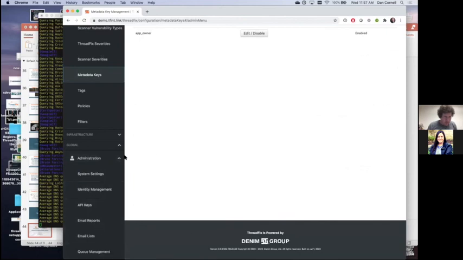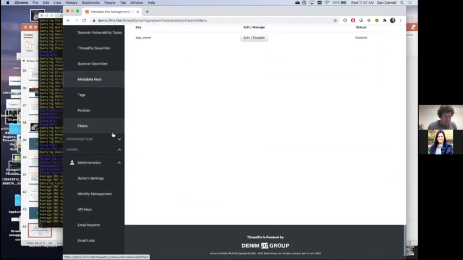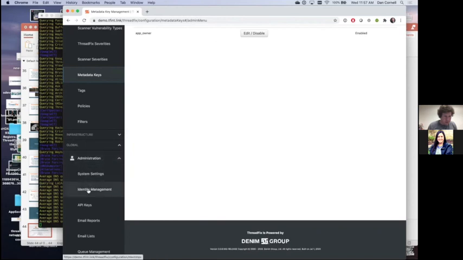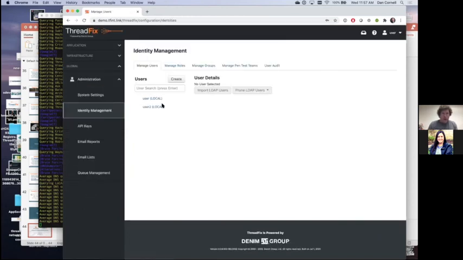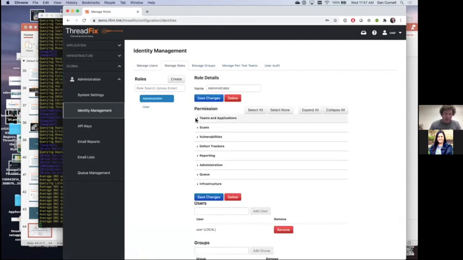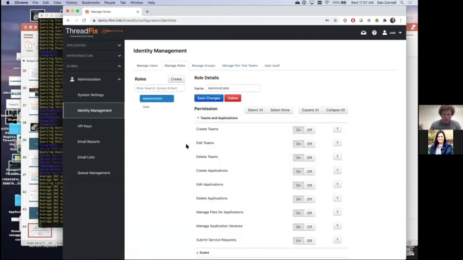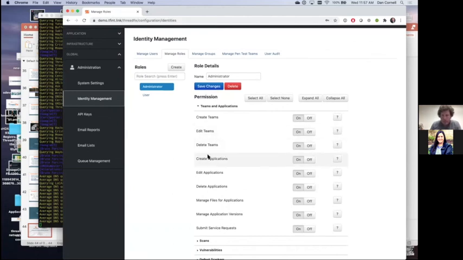Let's see, where is the user administration? Should be down here. Identity management. There's a lot of different roles that you can have inside of ThreadFix. So again, you should be able to. Yeah, that's a permission that you can turn on for a role. Just to answer your question, yeah.